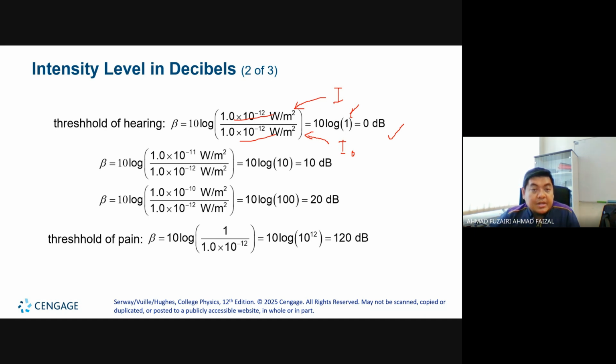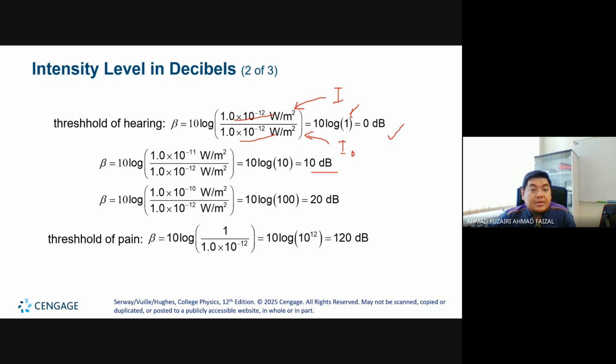Okay, if we took another value, for instance, we increase the intensity by a power of 10. So we change 1 times 10 to the power of negative 12 to 10 to the power of negative 11. So now we see 10 is equivalent to 10 decibel. dB is the unit for intensity level. That is what we call decibel.